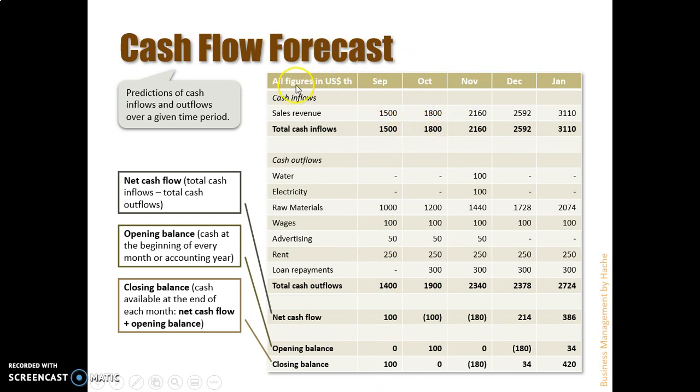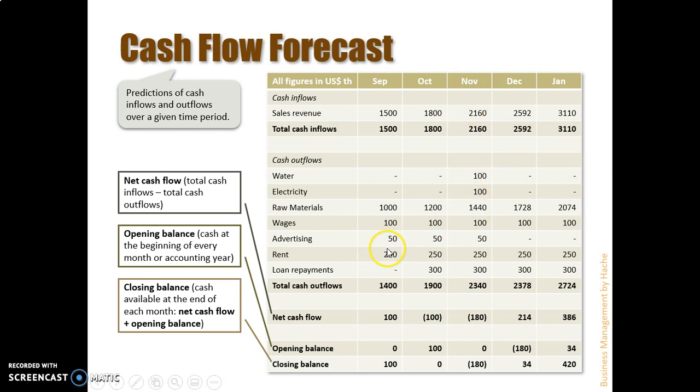Assuming this is an example of a cash flow forecast, let's say the business decided that sales would increase by 20% every month, for example, and this is how they got these figures. They also assumed that the cost of raw materials would increase by 20% every month, as they are selling more. They also assumed that they would be paying water and electricity, these two services, as fixed costs every 3 months. So this is why they are shown in November.